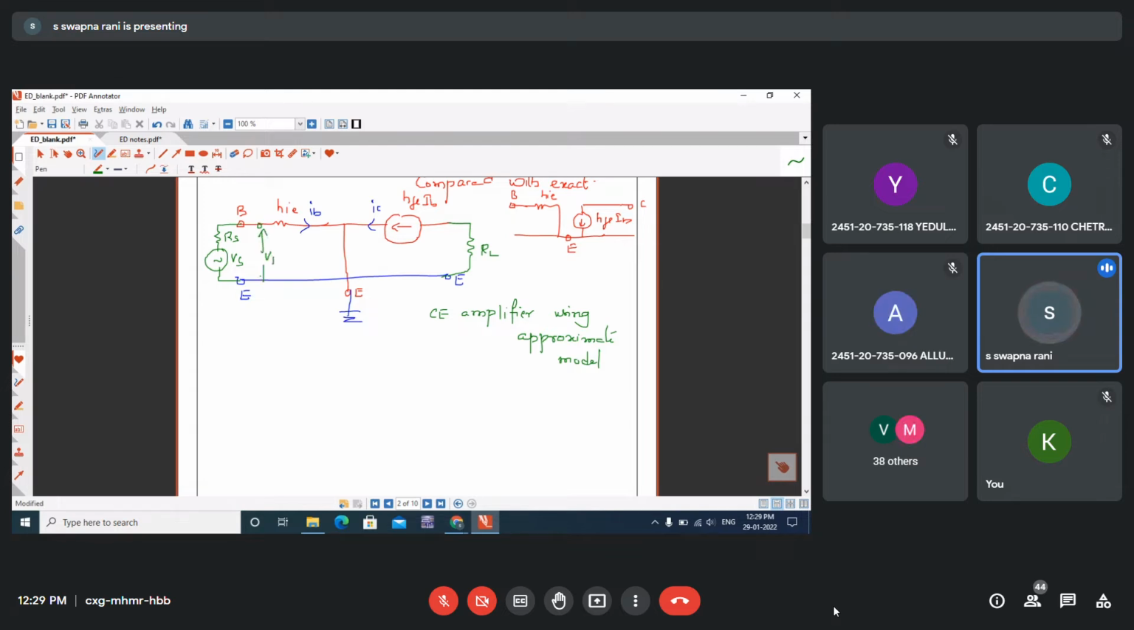Two input voltage sources V1. You can directly take the input voltage as Vs, or after some drop across Rs, whatever the voltage is left, that will become V1.